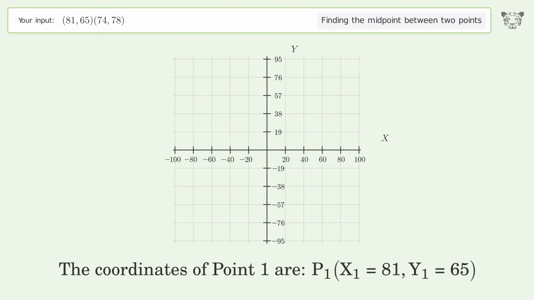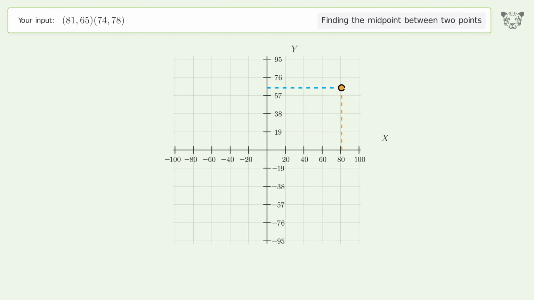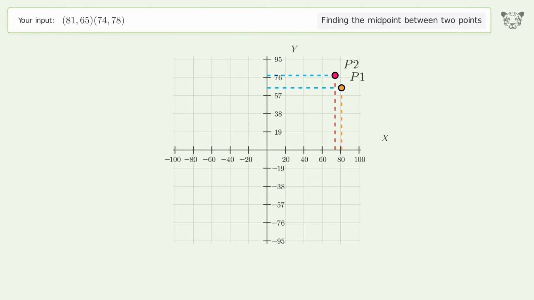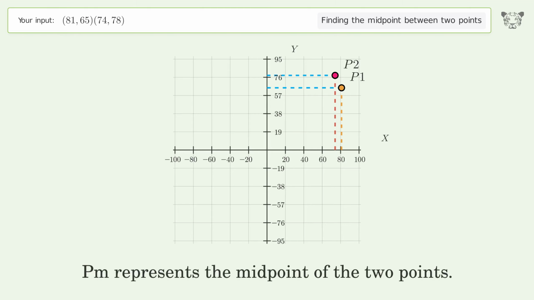The coordinates of point 1 are, x1 equals 81, y1 equals 65. The coordinates of point 2 are, x2 equals 74, y2 equals 78. PM represents the midpoint of the 2 points.